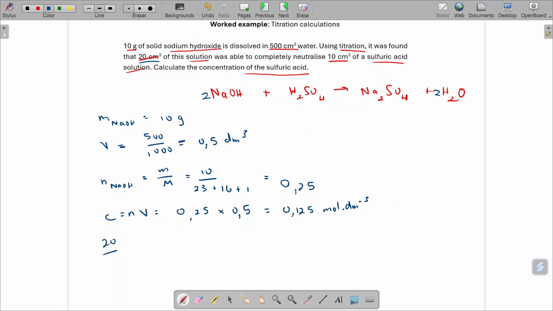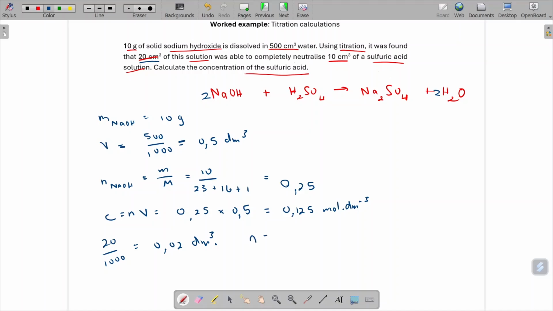Now we've taken out 20 cubic centimeters of this. So 20 cubic centimeters is equal to 20 divided by 1,000. That's 0.02 cubic decimeters. What we want to know is the number of moles in the final amount of sodium hydroxide that was used to neutralize the sulfuric acid.